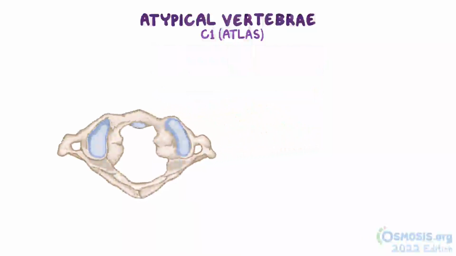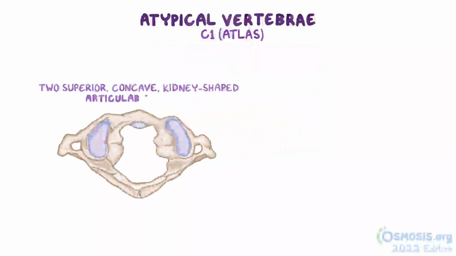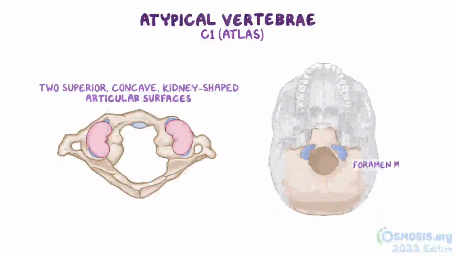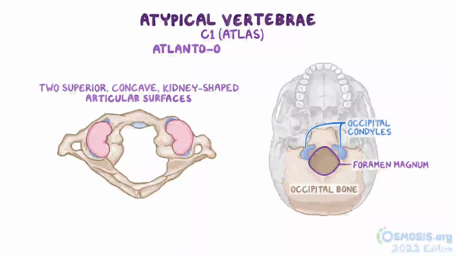Now, the lateral masses have two superior, concave, kidney-shaped articular surfaces. These surfaces articulate with two large cranial protuberances on either side of the foramen magnum on the occipital bone, called the occipital condyles, to form the atlanto-occipital joint.